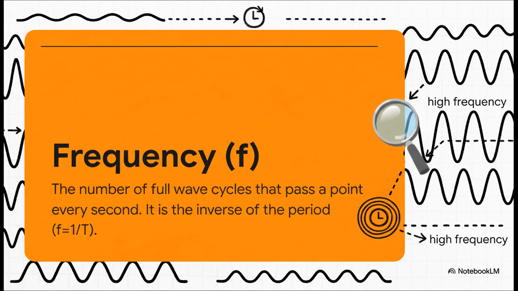And right alongside period, you have frequency. They're basically two sides of the same coin. Frequency just tells you how many wave cycles pass by a certain point every single second. So if the period is long, the frequency is low. If the period is super short, that means the frequency is high. It's really the beat or the rhythm of the wave.